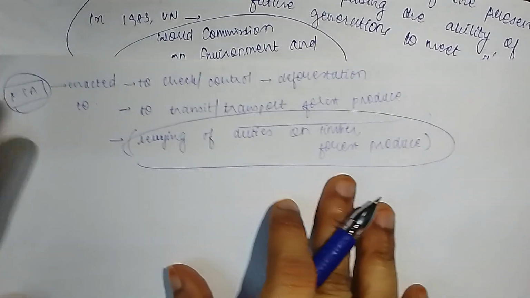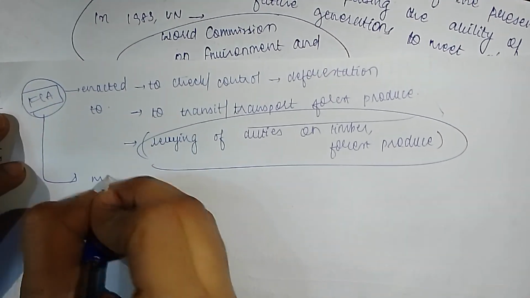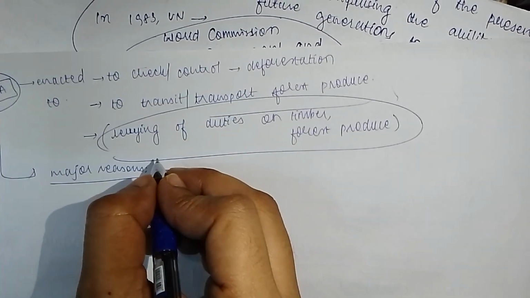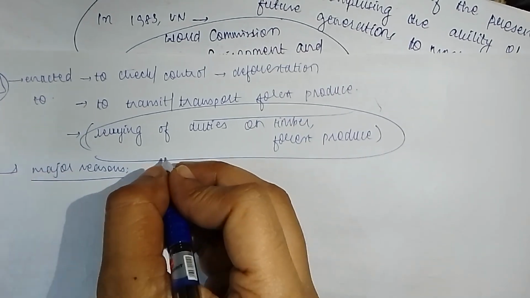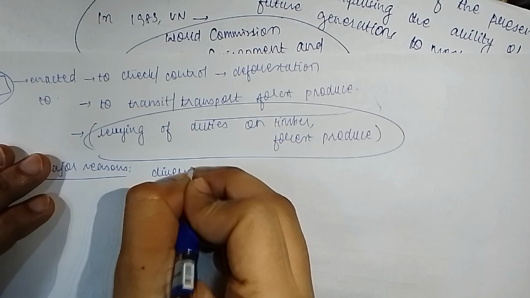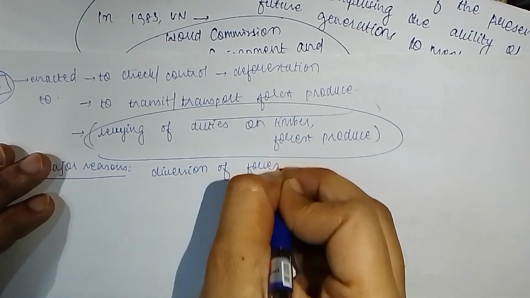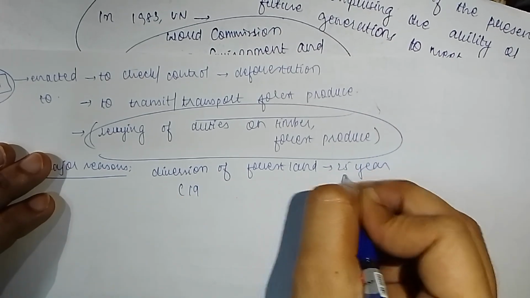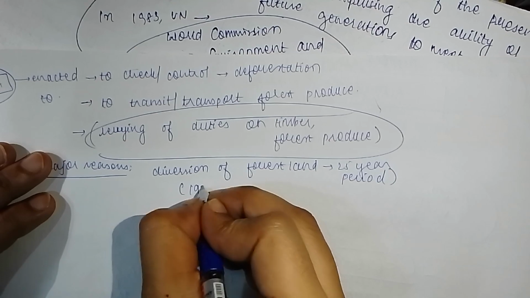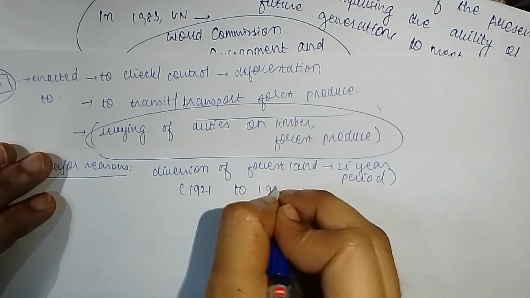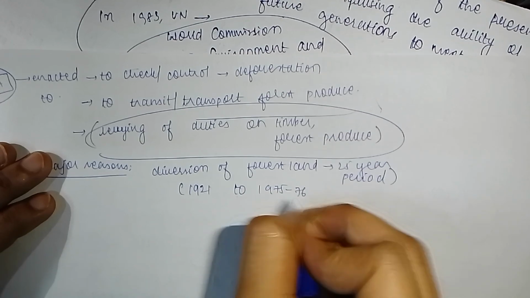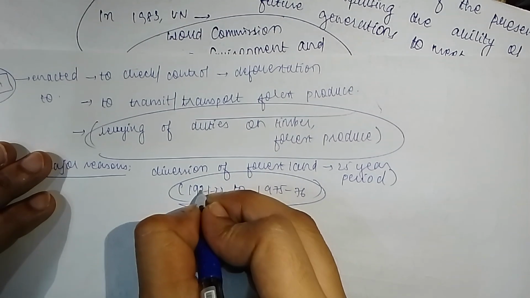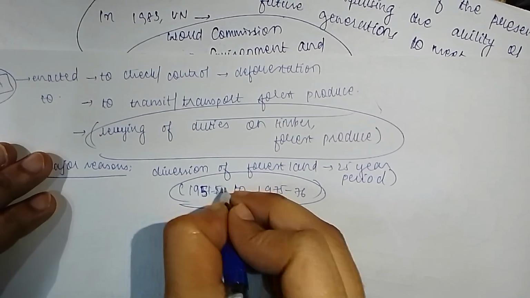Okay, so one of the major reasons for the enactment of this act, you can mention, is the diversion of forest land during the 25-year period, that is 1921 to 25... 1951 to 52.